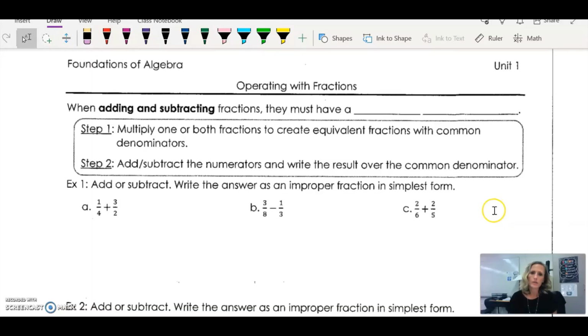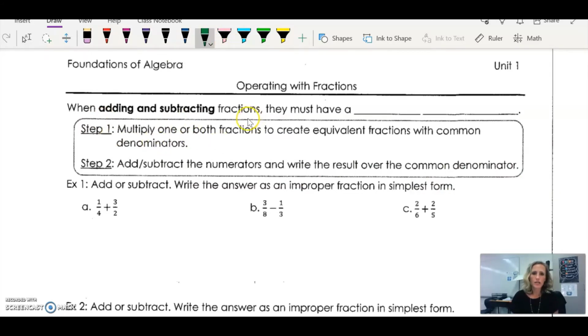In this lesson, we're going to practice operating with fractions, and that means adding, subtracting, multiplying, and dividing. When we're operating with fractions today, we're going to give our answers in improper fraction form. So we're going to simplify them, but the numerator can be bigger than the denominator. Okay? So first thing we're going to do is add.